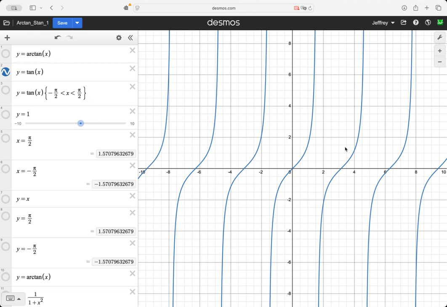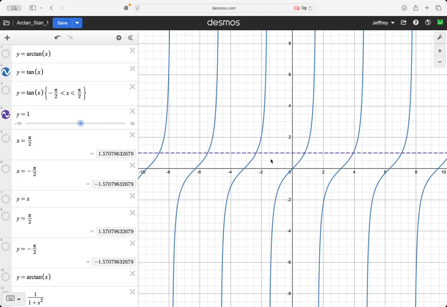Hi, so I'm going to talk to you about the arctan function because I love this function. So let's start with the usual tangent function, which is plotted over here in blue. One thing to notice is that this fails the horizontal line test. For example, the horizontal line y equals 1 intersects the graph several times.